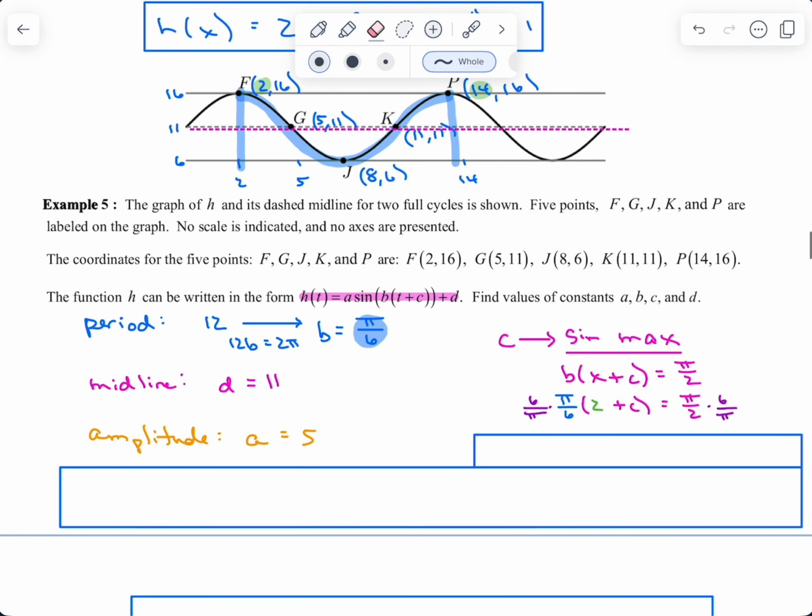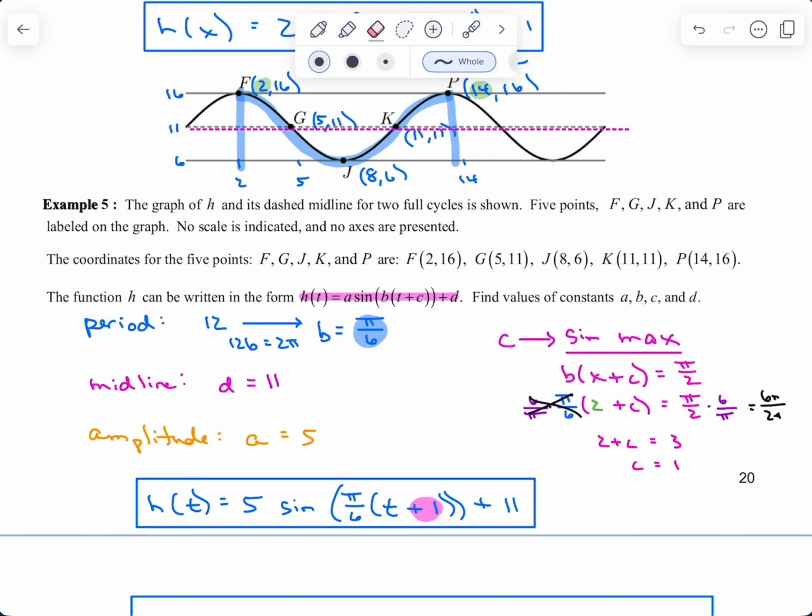So when it comes to solving this then, I multiplied both sides by the reciprocal of pi over 6, which would cancel these. And over here on the right, this is going to be 6 pi over 2 pi, because I'm just multiplying straight across, and that turns out to be 3, because your pi's cancel out, and it's 6 divided by 2. Real quickly, to solve for C then, I'm just going to subtract 2 from both sides, and I should get C is equal to 1.